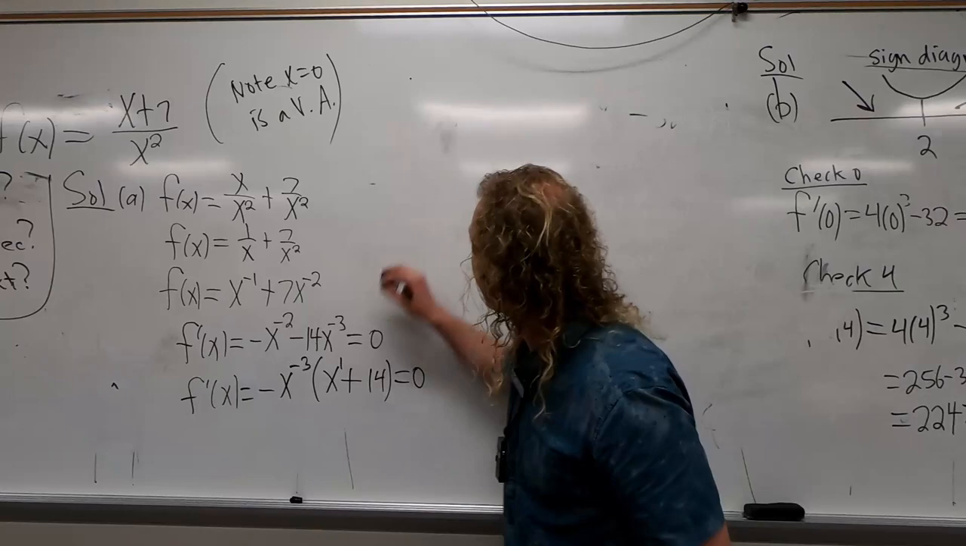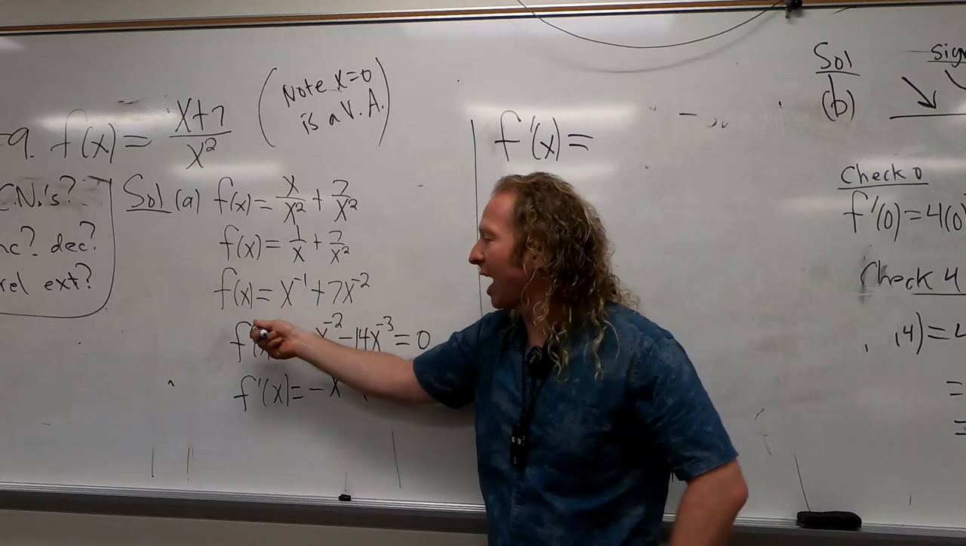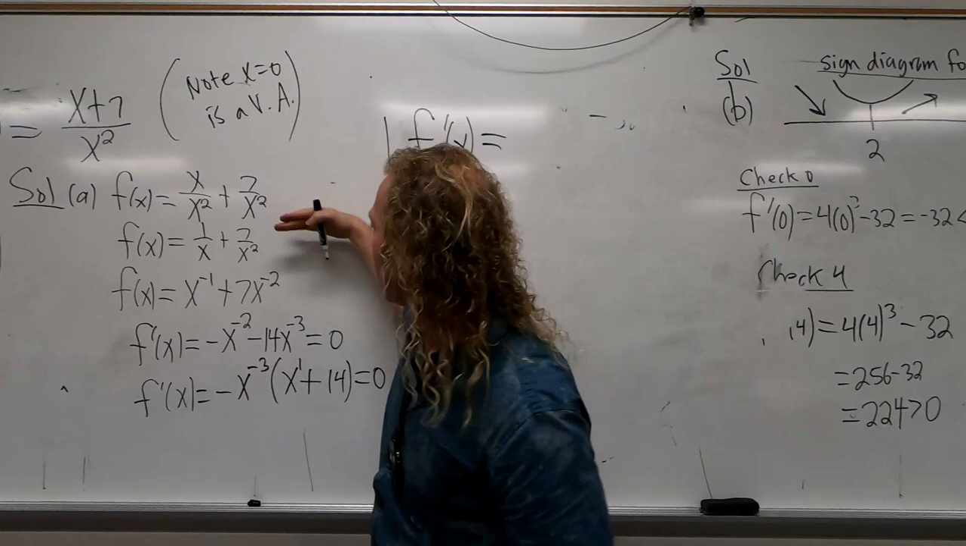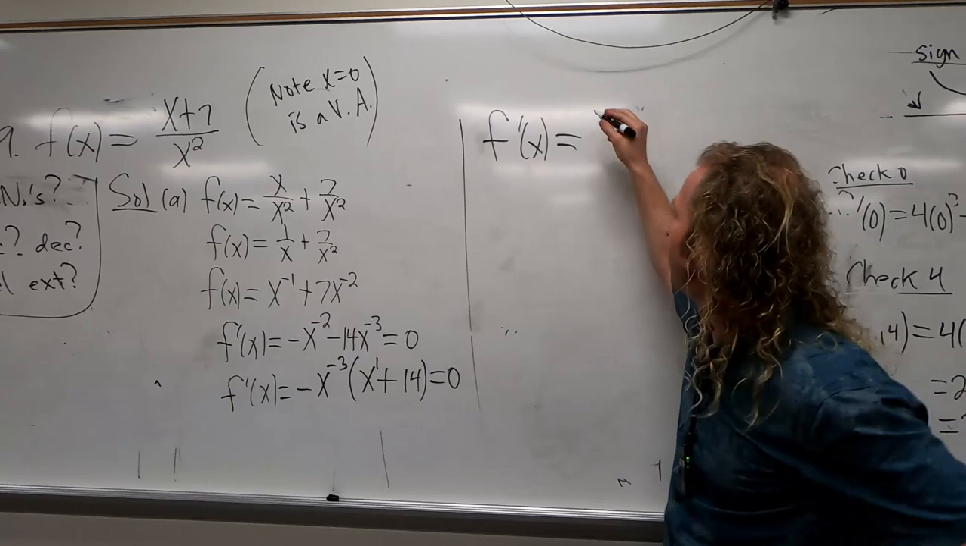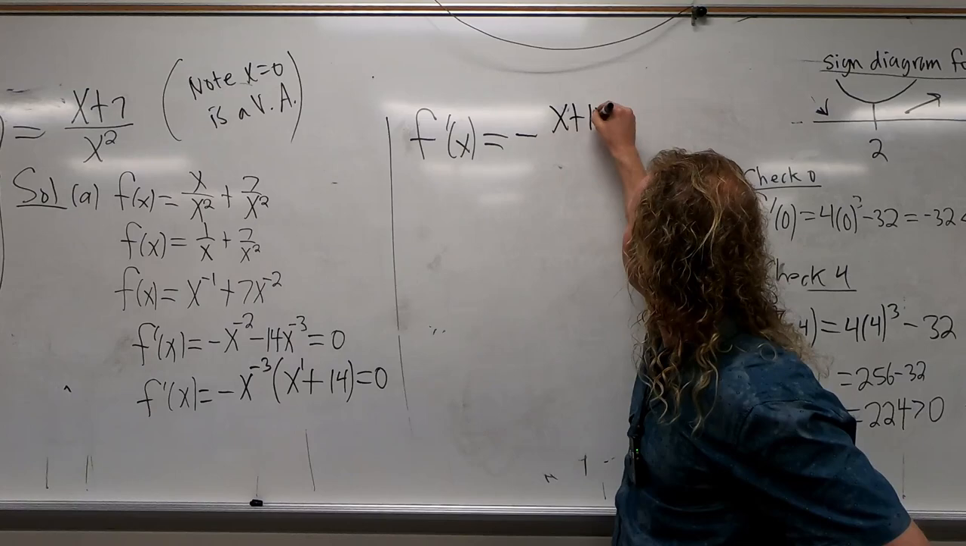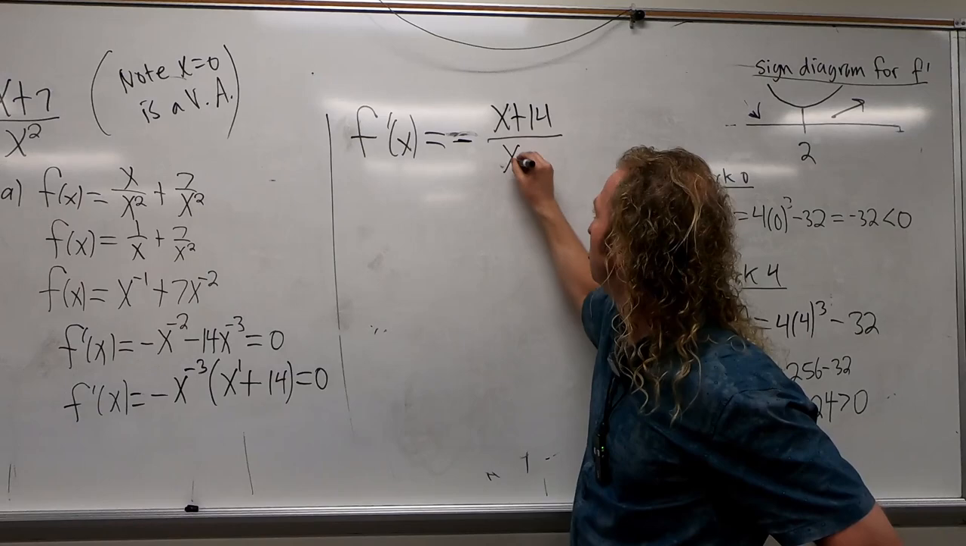So let's rewrite it. Notice I keep writing f prime of x every single time. That's a really good habit to get into. Structure is really important. Try to be as neat and as organized as possible. If you're neat and organized, your math will get better. Notice I wrote f prime again. So bring that down. So negative x plus 14 over, I put the negative on the outside, so it's out here, and then x cubed, and this is equal to 0.